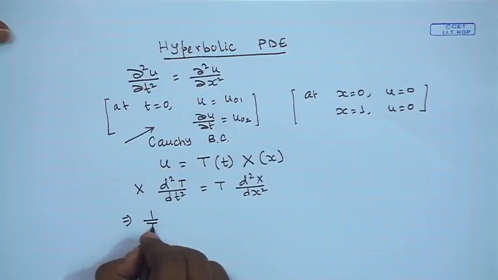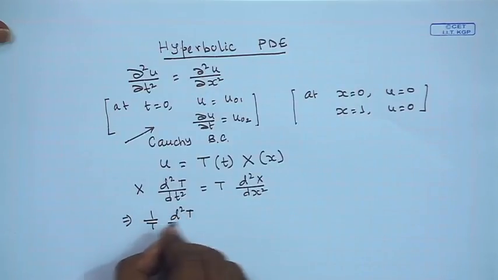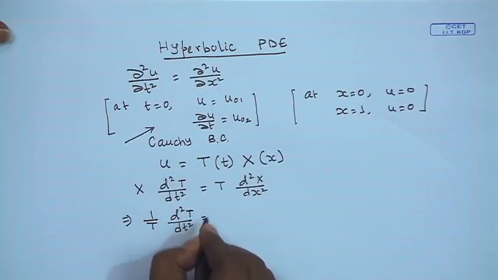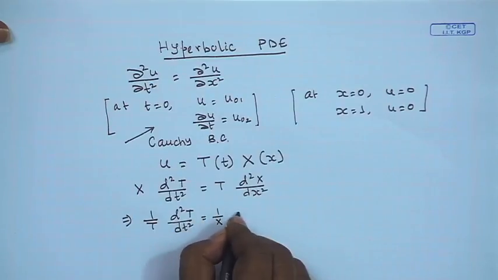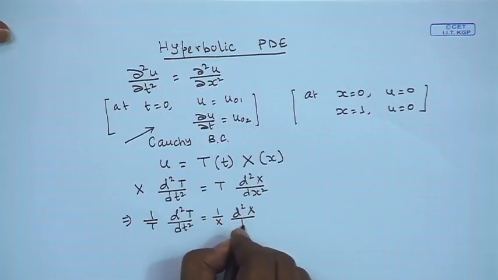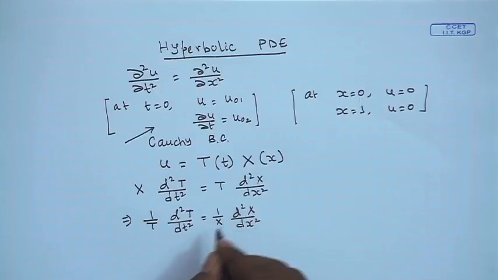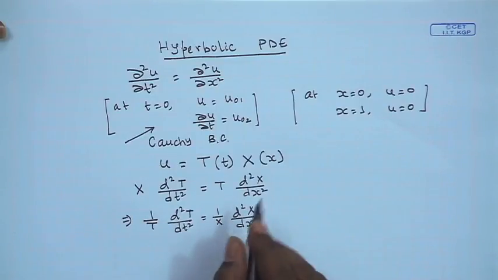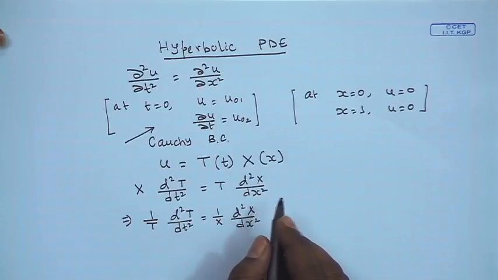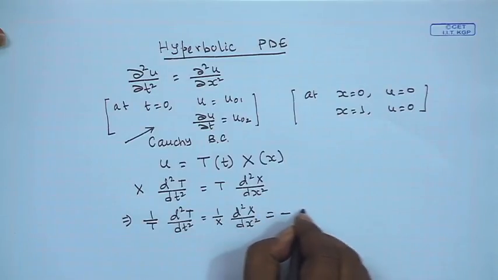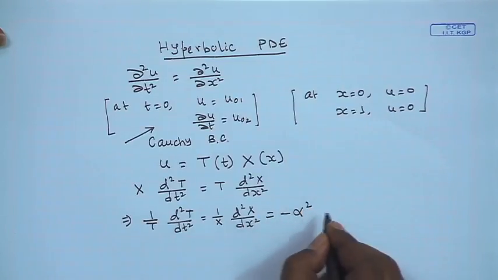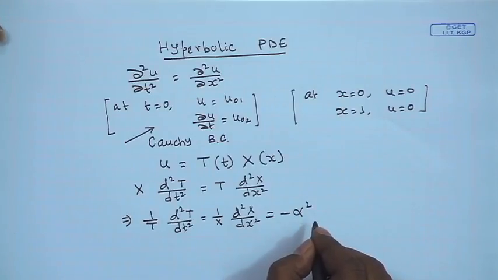So, it will be 1 over T d square T dt square is equal to 1 over X d square X dx square. The left hand side is a function of time alone, the right hand side is a function of space alone. They will be equal, and they will be equal to some constant, minus alpha square, because if this constant is 0 or positive, we will land into a trivial solution.